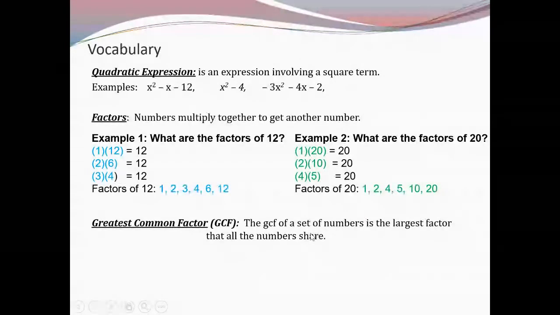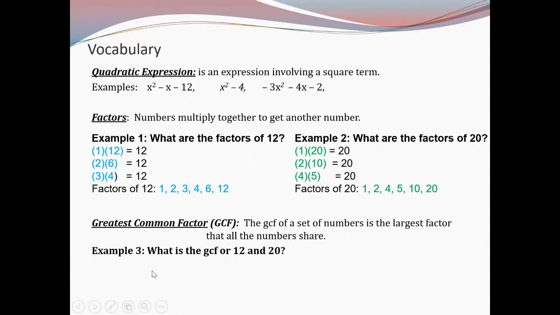There they are. Okay, now what's the greatest common factor? This is like step number 1 from the handout that I provide to my students: greatest common factor. The GCF of a set of numbers is the largest factor that all numbers share. Example 3. What is the GCF of 12 and 20? We already have the 12 and the 20. So it means, what are the factors that they have in common? It's going to be the 1s, the 2s, and the 4s. So the highest or the largest factor they have in common is going to be 4. So 4 is my GCF between the numbers 12 and 20.